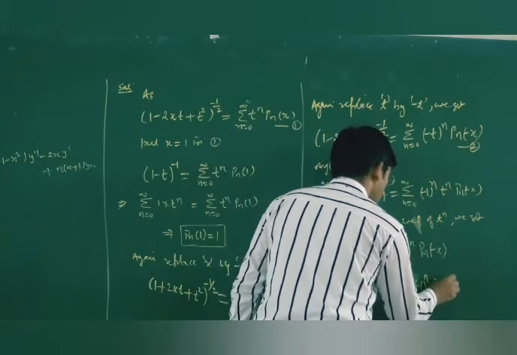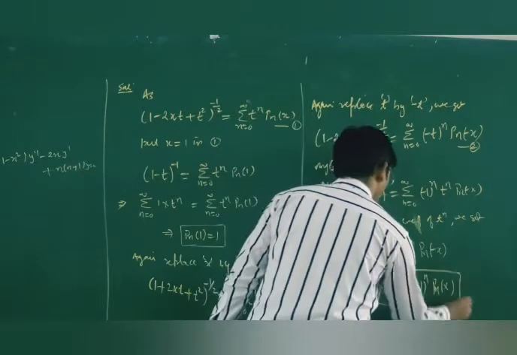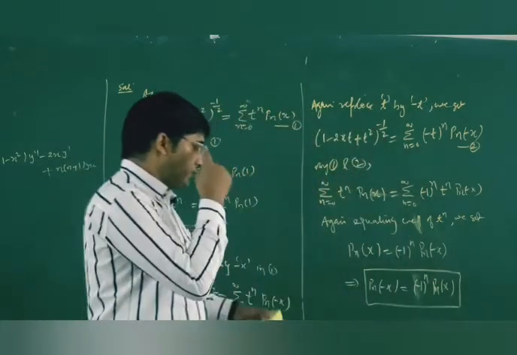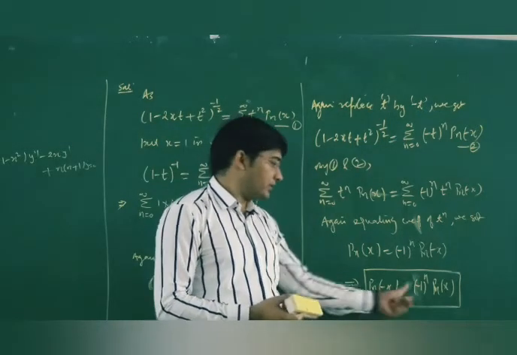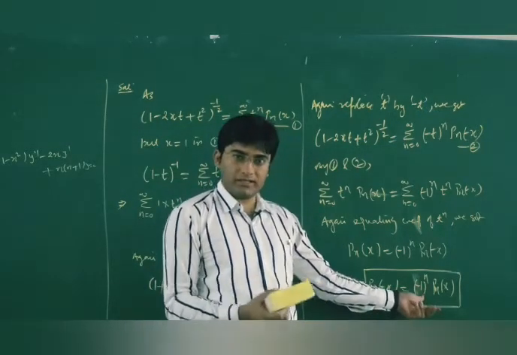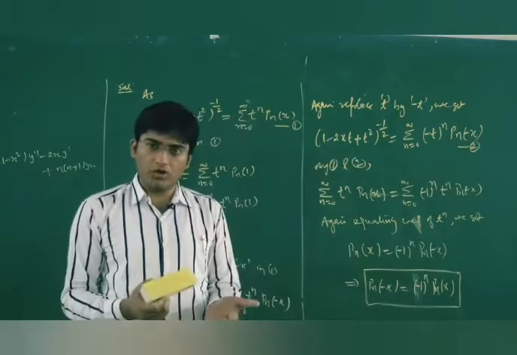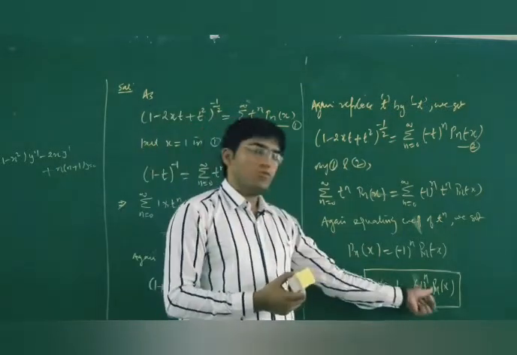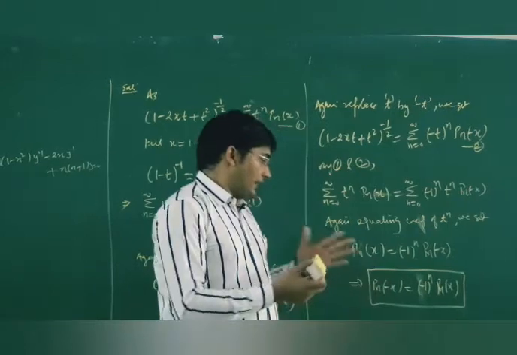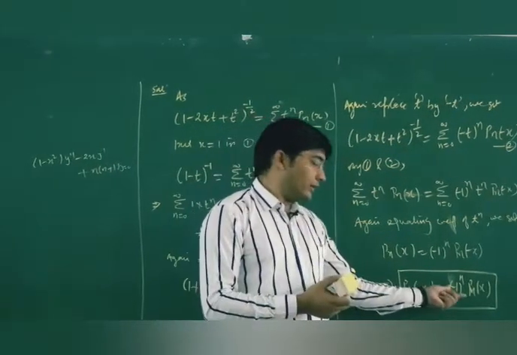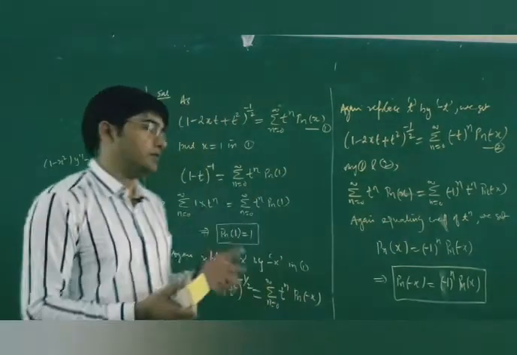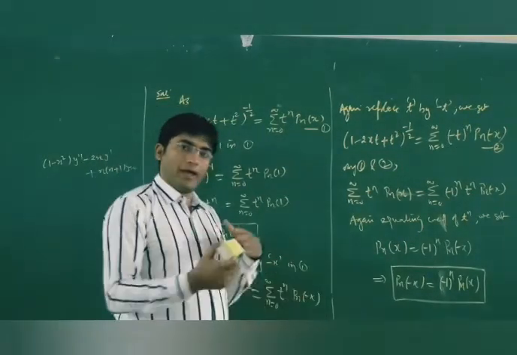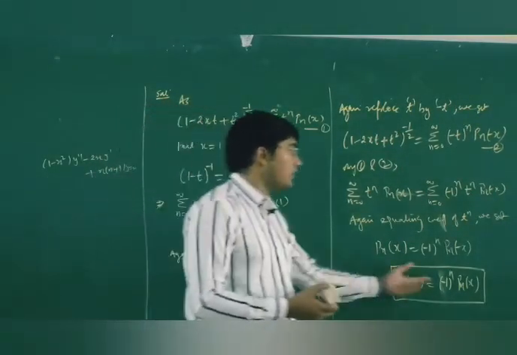So from here it is clear that if n is even, then on the right hand side we will have a plus sign. That means the Legendre polynomial is an even function whenever n is even, and the Legendre polynomial is an odd function if n is odd. So if n is even, the Legendre polynomial is even. If n is odd, then the Legendre polynomial is odd.